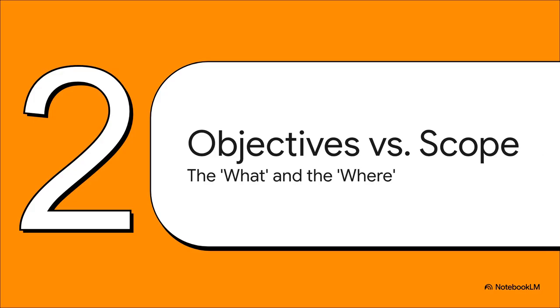So to make sure we're on that focused path, we need to get a really good handle on the two key parts of our audit map. We need to understand the what and the where of our audit, and that means understanding objectives versus scope.